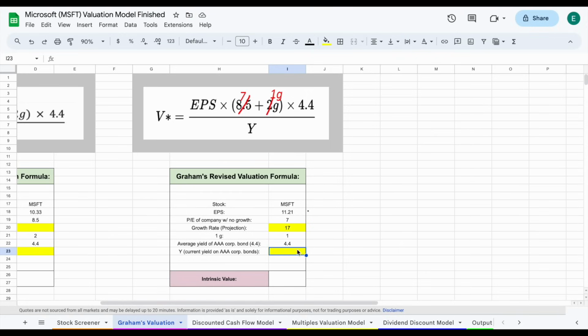Now this also plays a large role in the valuation we'll get, so we'll go ahead and plug it in, 4.52, and hit enter. And you can see this gives us an intrinsic value of $261.90 per share, quite a bit below that current trading price.